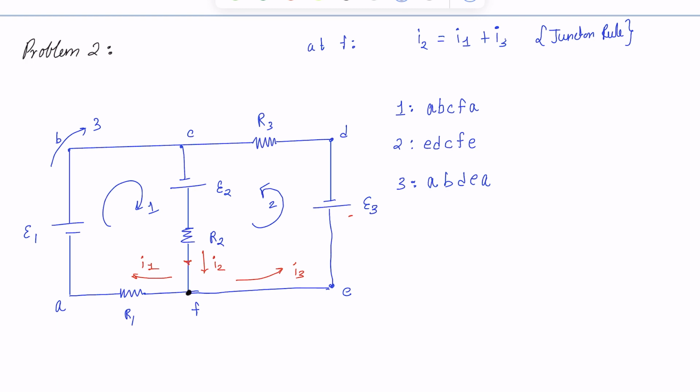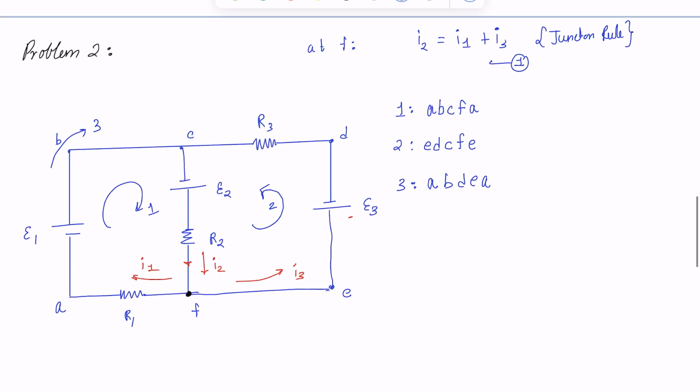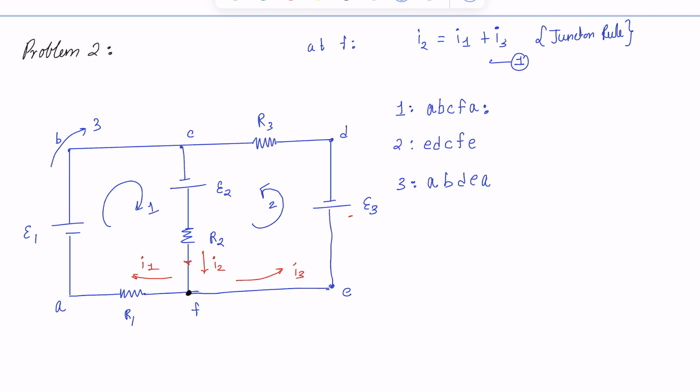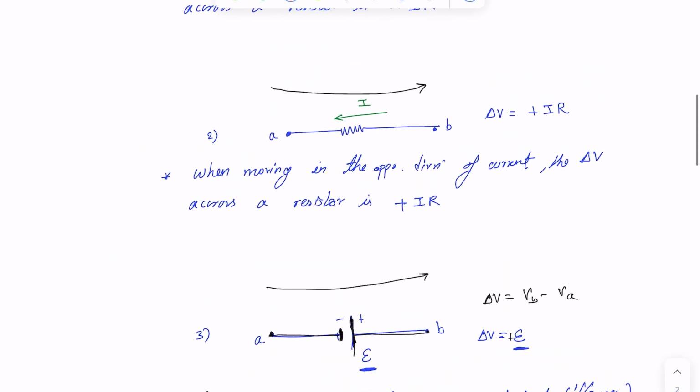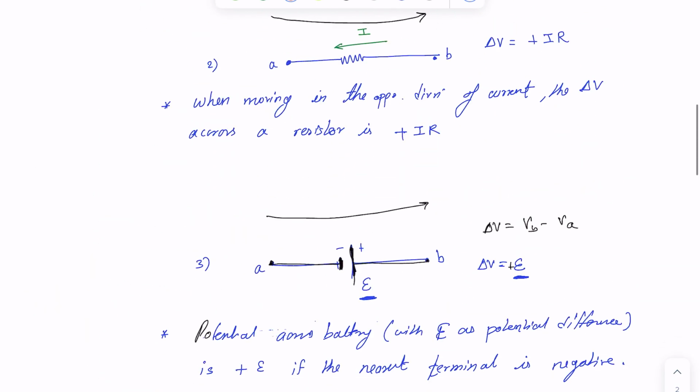So I'm going to call this equation 1 for now. Now let's talk about this one, A, B, C, F, A. You start at A, and the very first thing we see is this battery, minus and positive, and this is I1. If you're traveling across the battery, the first terminal you see, the opposite of that is the sign of the potential drop. So here it was positive and here it was negative.